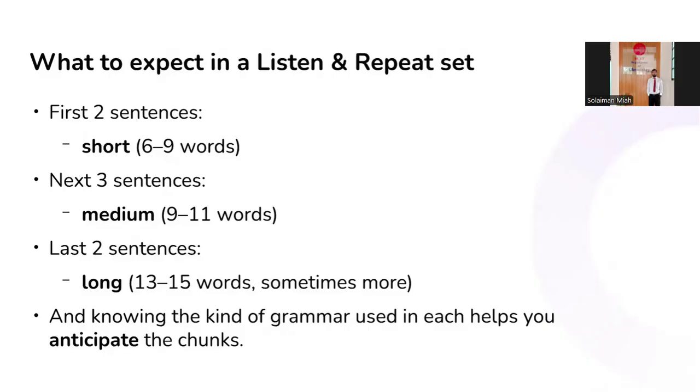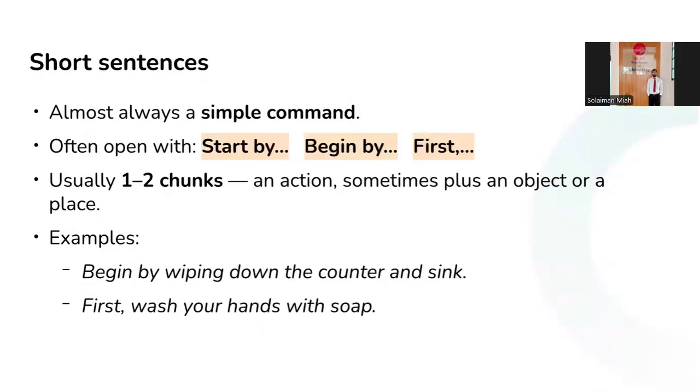The first 2 sentences are short, about 6 to 9 words. The next 3 are medium, around 9 to 11 words, and the last 2 are long, around 13 to 15 words. Let's walk through each one to see the kinds of grammar, and thus the kinds of chunks they typically use. The first sentences in a set almost always come as a simple command. They often open with words like start by, begin by, or first.